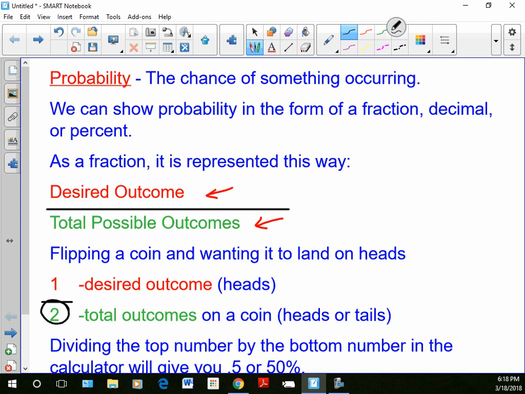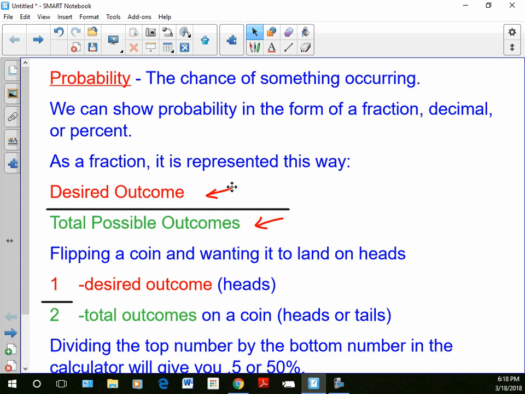Now, if I want that coin to land on a particular side, that's called my desired outcome. I want the coin to land on heads. So my desired outcome in this case, since there's only one heads, will be 1. So 1 out of 2. I've got a 1 out of 2 chance of landing on heads.